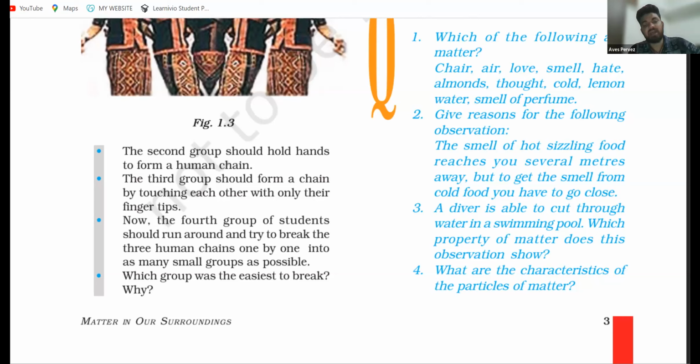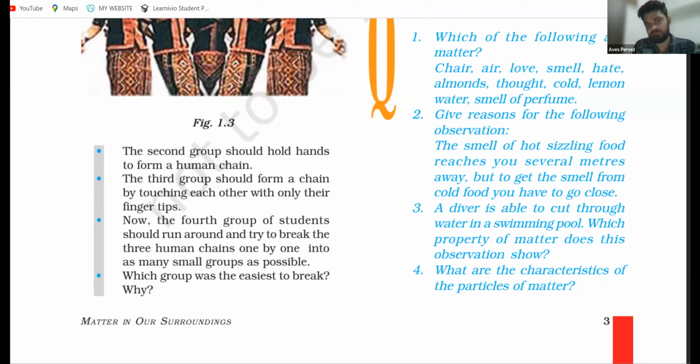Do particles of matter attract each other? The particles of matter have a space between them. Particles of matter are continuously moving. Particles of matter are very, very small. So, which property do you think it shows? Why is it able to cut the water? If the particles of matter were very, very close to each other, were you able to cut them in solids? Why are you not able to cut the particles of solids?